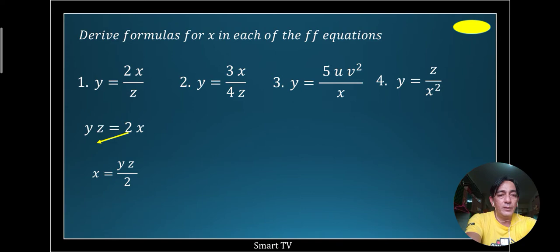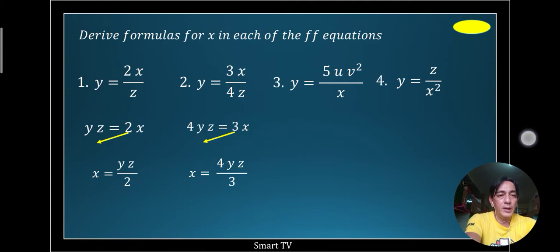So number 2 tayo. Theorem in proportion uli. For y equals 3x over 4, yz is equal to 3x. Na-apply lang natin yung theorem in proportion. So x lang ang kailangan natin na nasa right side siya. Ibaba natin yung 3 as the denominator of 4yz. So x now, formula natin para sa x equals 4yz over 3. Let's go to number 3.